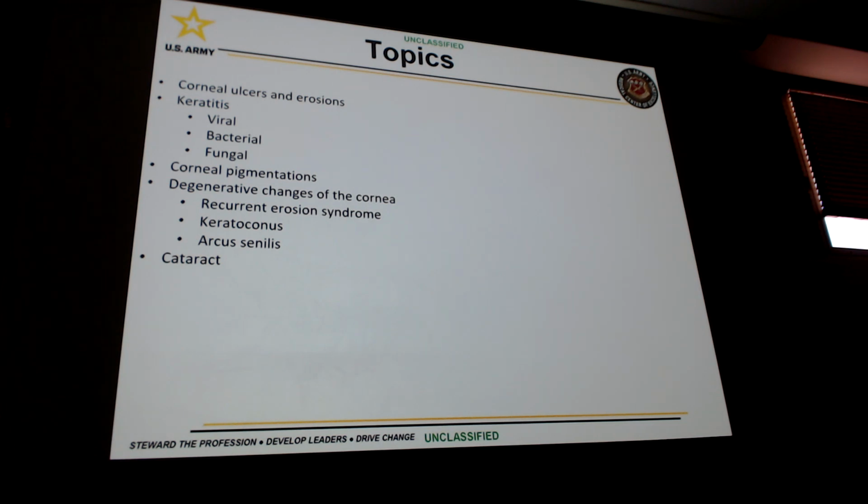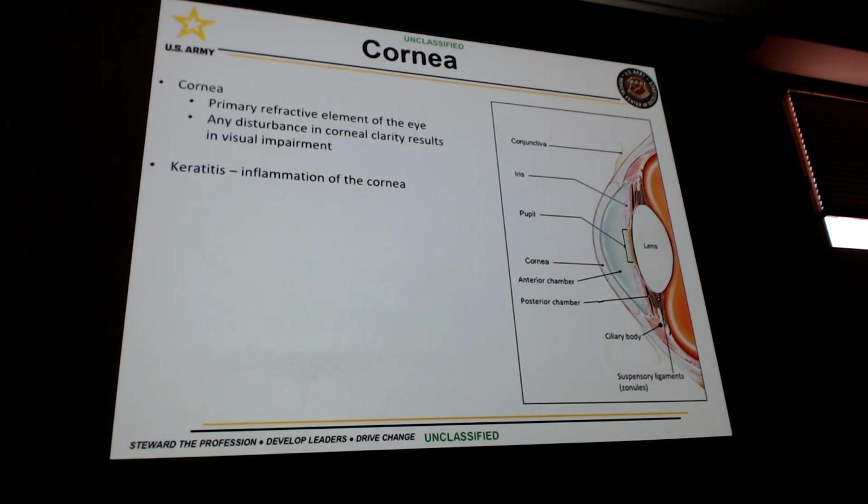All right, this is what we're going to talk about: ulcers, keratitis, different corneal pigmentations, and then recurrent corneal erosions as well. So anatomically, just again a review, the cornea is that clear surface in the front of the eye. All of you hopefully were able to appreciate the cornea under a microscope today. And the prefix for cornea is kera. So keratitis is an inflammation of the cornea. Pretty simple.